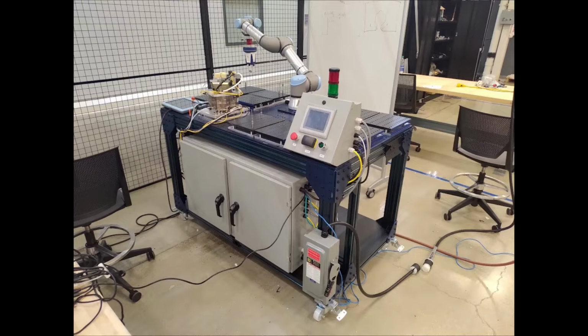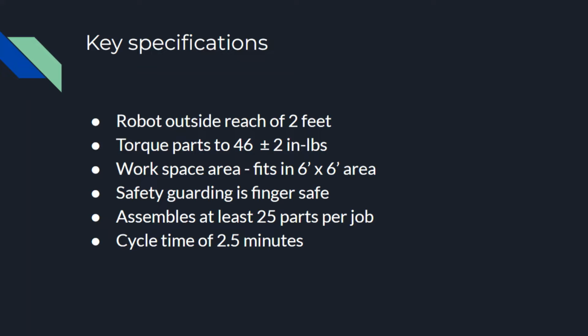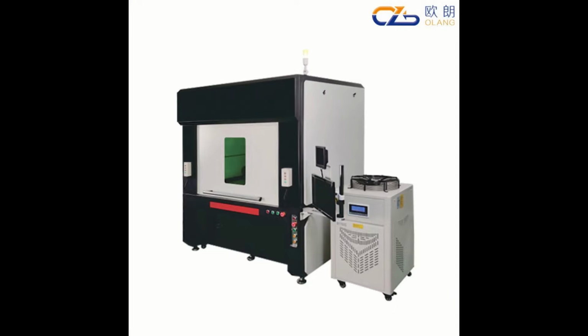required torque specification. Requirements of the project include a cycle time of 2.5 minutes or less, hold the customer torque specification plus or minus 2 inch pounds, fit in a 6x6 foot workspace, assemble at least 25 parts at a time, and be able to expand for future operations. These include integration with a laser welder and other part assemblies.